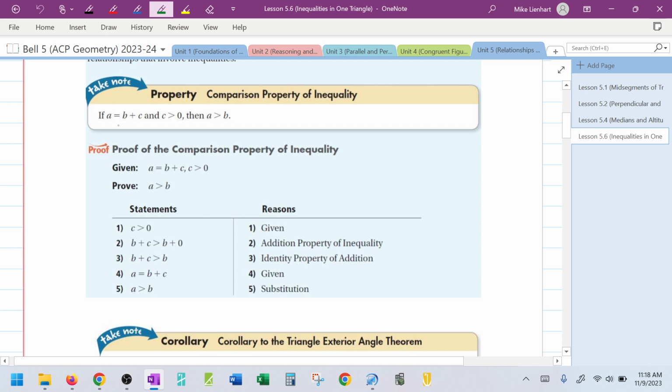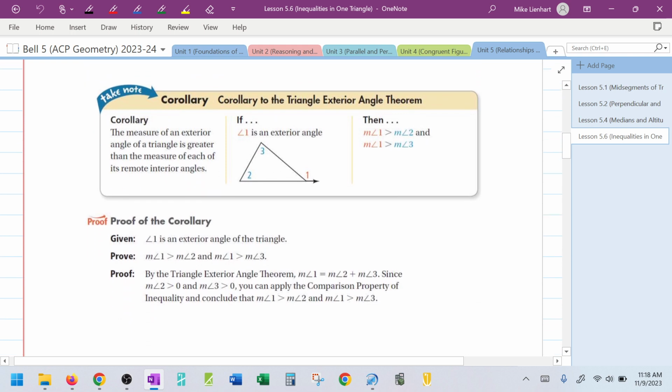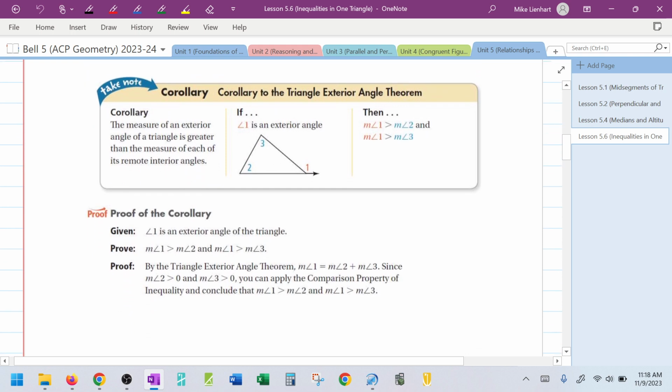I put the proof on here just in case anybody was interested to see how you would do that proof, okay? But what we really want to see is how it applies to something we already know. So we already know this thing that's called the triangle exterior angle theorem. And it says that the exterior angle of a triangle is equal to the sum of its remote interior angles. In other words, we know from this that the measure of angle 1 is equal to the measure of angle 2 plus the measure of angle 3.